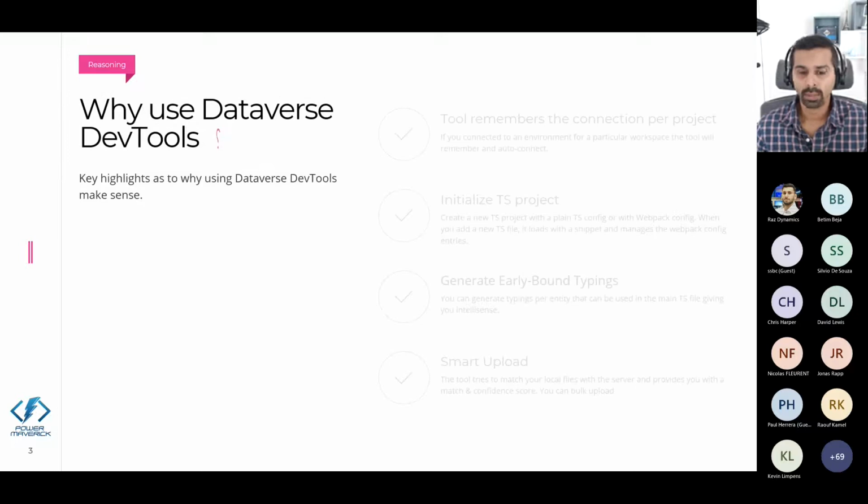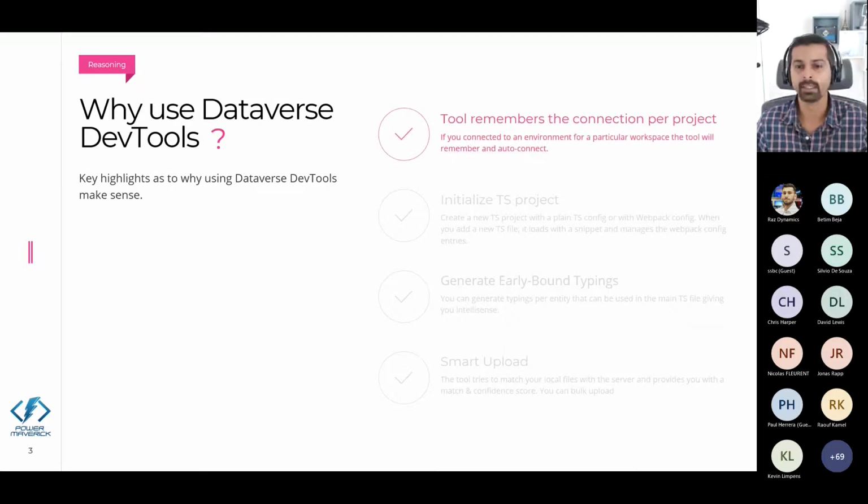So again, why use Dataverse DevTools? Some of the features I already mentioned, but what are the main key highlights? One key highlight is that the tool remembers the connection you have made to the environment per project. Let's say you're working on project A, project B, and project C. Project A is connected to environment X, project B to environment Y, and project C to environment Z.